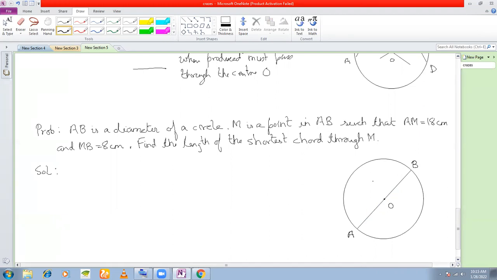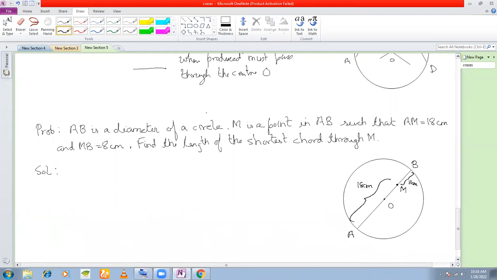Okay. And what is said is M is a point in AB such that AM is equal to 18 centimeters and MB is 8 centimeters. Let's say M is here. So this length AM is given to be 18 centimeters. And MB is 8. That means this length here is given to be 8 centimeters. Find the length of the shortest chord through M. That means through M, what should be the shortest chord?